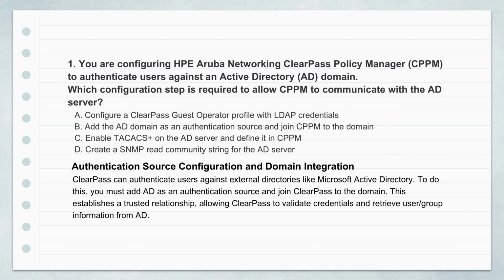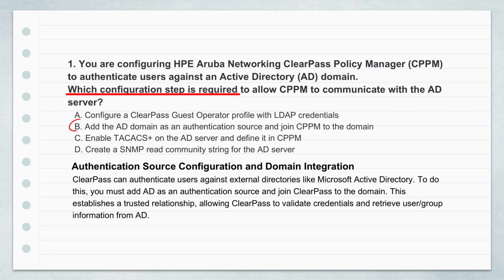Okay, first topic. Let's say you're setting up ClearPass Policy Manager, CPPM. You need it to authenticate users against your Active Directory. Basic stuff, but crucial. The question is, what's the one configuration step that's absolutely required for CPPM to even talk to the AD server? And the source material points to answer B. Add the AD domain as an authentication source and join CPPM to the domain.